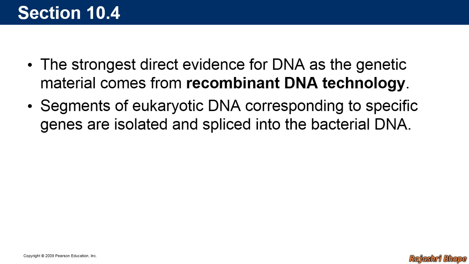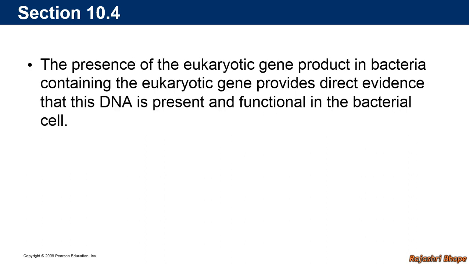The strongest evidence for DNA as genetic material came from recombinant DNA technology, or genetic engineering. Segments of eukaryotic DNA corresponding to specific genes are isolated, spliced together and inserted into the bacterial cell. The presence of a eukaryotic gene product in bacteria containing the eukaryotic gene provides direct evidence that this DNA is present and functional in the bacterial cell.